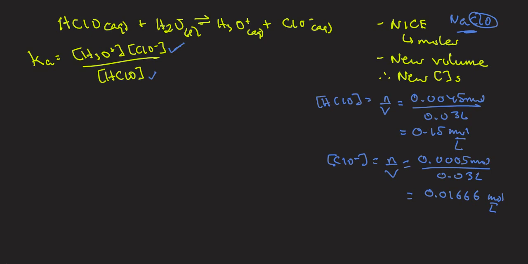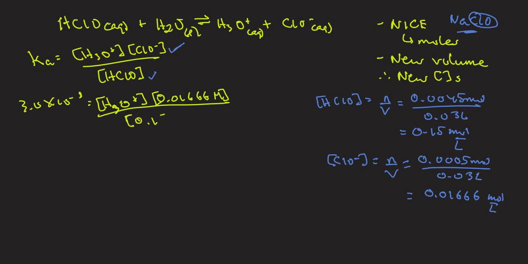Okay, now we can start to fill in. We know what Ka is given to us in the question, 3.0 times 10 to the minus 8. We know this value, right? Concentration of ClO. We just figured it out to the right in blue there. We know this concentration as well. Now, without boring you with some grade 9 math, I'm going to just give you the value for hydronium. What you do, cross multiply, solve for that. There you go.